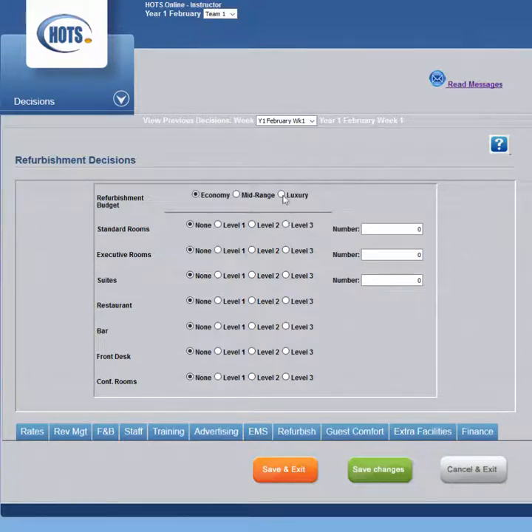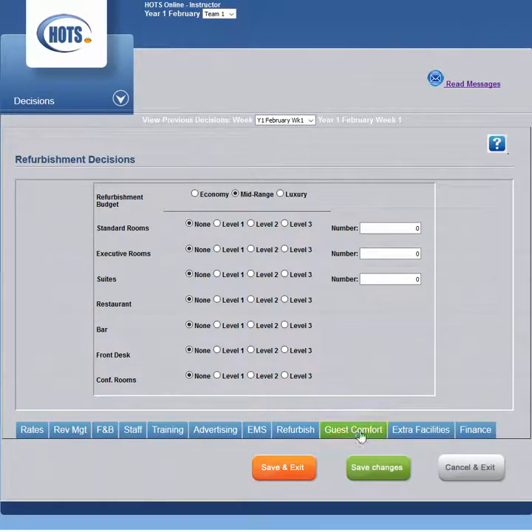And so when they're doing refurbishment, the cost and standards will be relative to the type of business that they're strategically developing. So if I'm going to run a mid-range property, then I would choose refurbishment at mid-range level. The help file tells me exactly what's included in that and how much it costs. And then the different levels here, level 1, level 2, level 3, are simply that level 1 is deep cleaning, level 2 is redecoration, and level 3 is a complete rebuild.